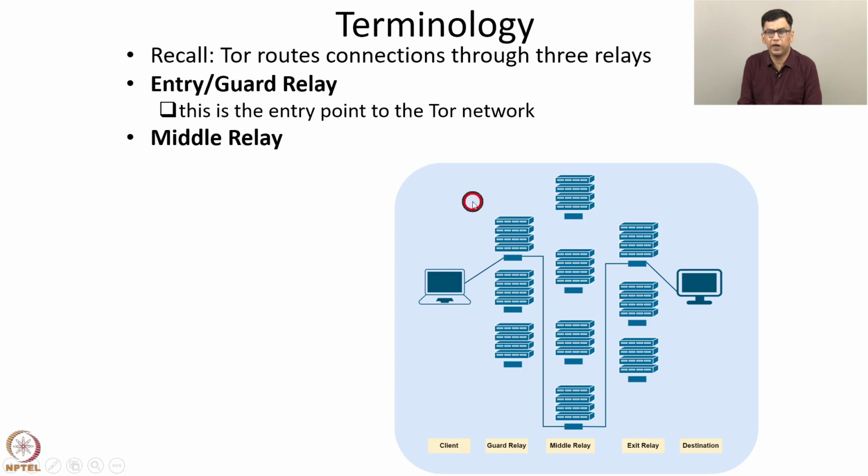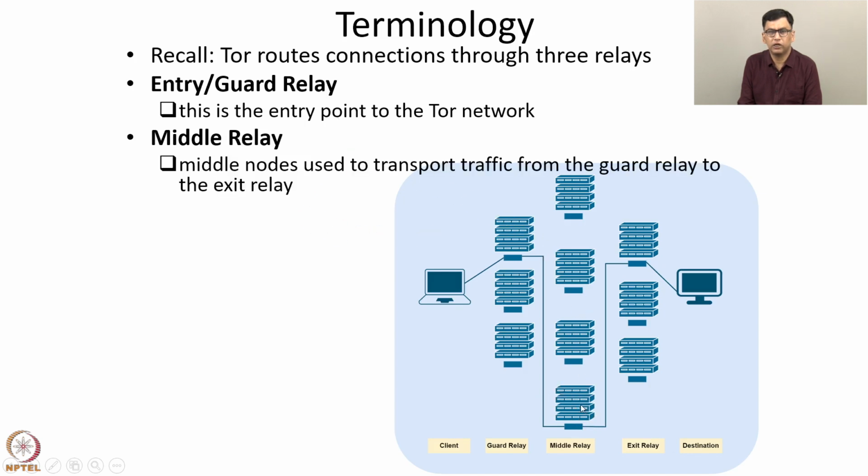Then the next relay on the path, which is this one, is the middle relay. The middle relay is used to transport traffic from the guard relay to the exit relay. We will see that the exit relay is the third relay on the path. So this is the exit relay.